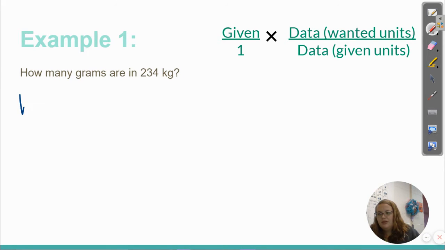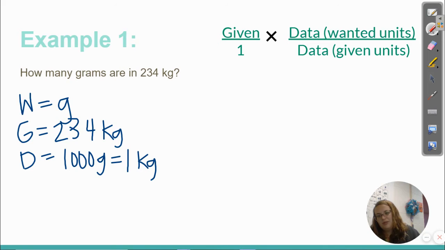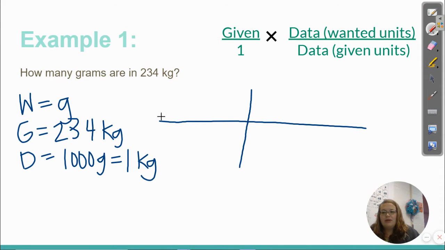So wanted, we are solving for how many grams, so wanted is grams, are in 234 kilograms. So given is 234 kilograms. Data is going to be my conversion from grams to kilograms. So there are 1,000 grams in 1 kilogram. So I'm going to set it up where it's wanted on top, data wanted on top, data given on bottom. And I'm going to set it up actually in a bracket form instead of this fraction form. It's the same exact thing. I just like the way this looks better.